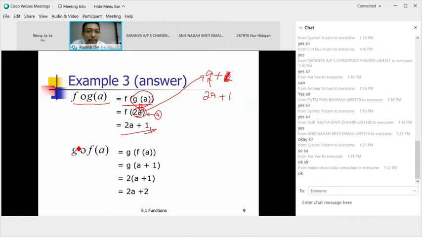Now we move to the second question, the composition between G and F. So F of A goes inside G. So we put it like this. F of A is represented by A plus 1. So we change this A to A plus 1, and automatically this function we draw out. So it will be A plus 1. So this A plus 1 is represented by G of A, and this A plus 1 will map to A.